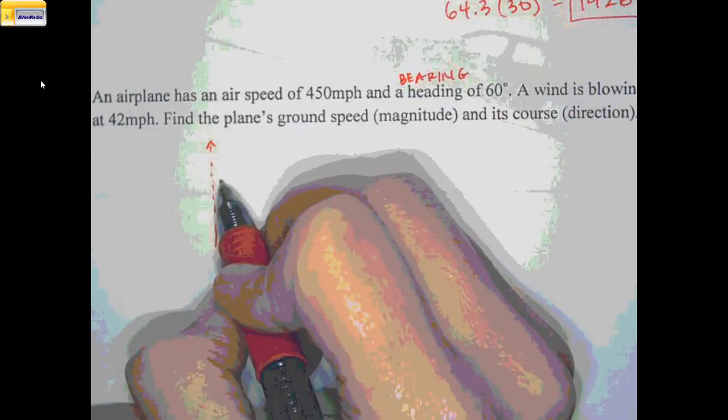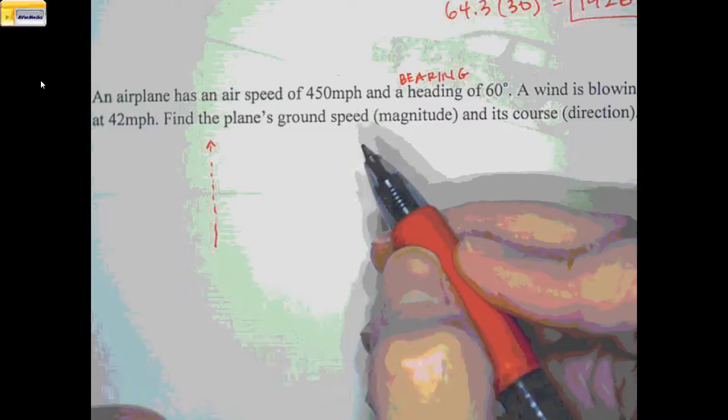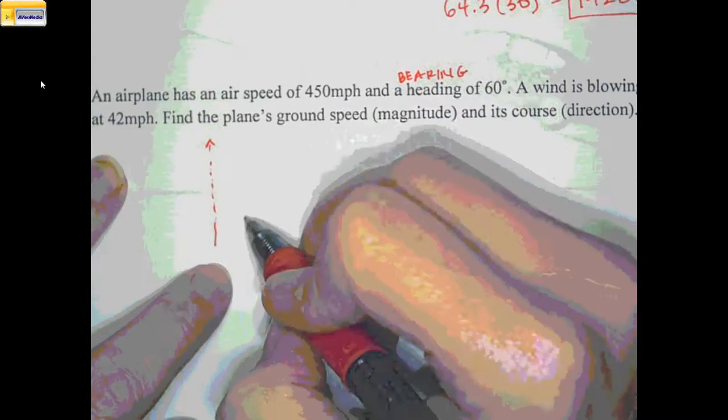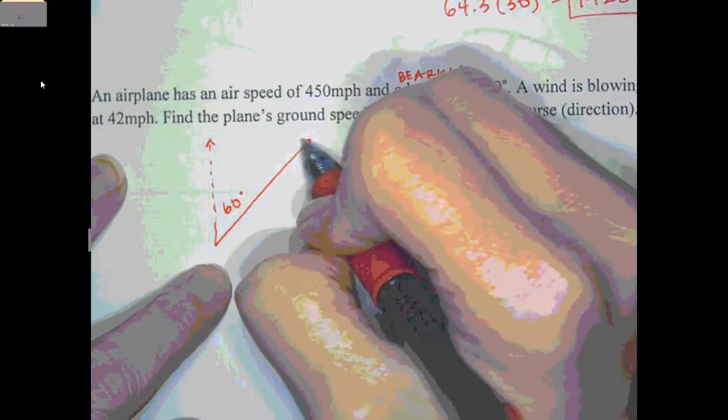So if it's a heading or a bearing of 60 degrees, what's that tell us? We kind of have to look at the north, right? So if it's 60 degrees, do I go east or west? You assume it's east unless it tells you west. Okay? Right? Or did I do that backwards? No, I'm right. Sorry. 60 degrees. And that's 450 miles per hour.